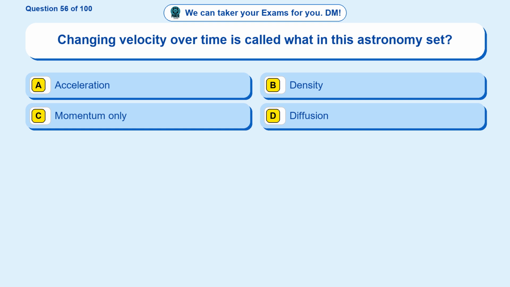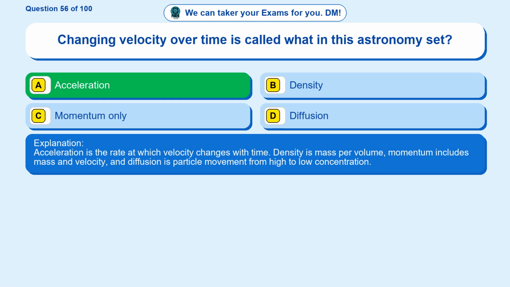Question 56. Changing velocity over time is called what in this astronomy set? Option A, acceleration. Option B, density. Option C, momentum only. Option D, diffusion. The correct answer is option A, acceleration.